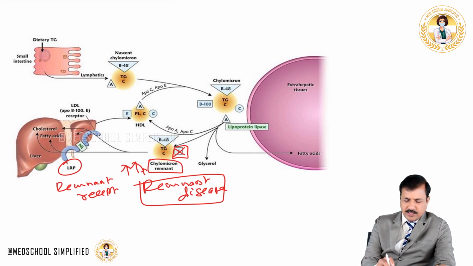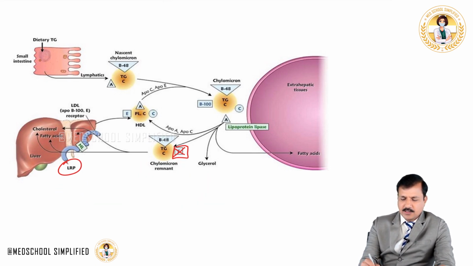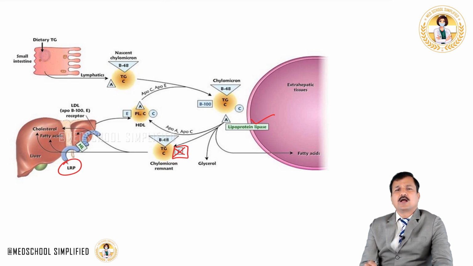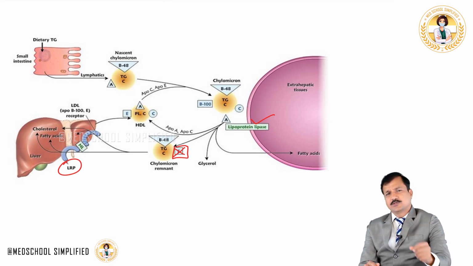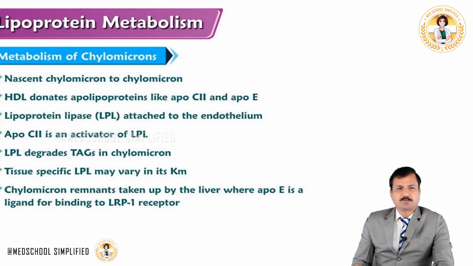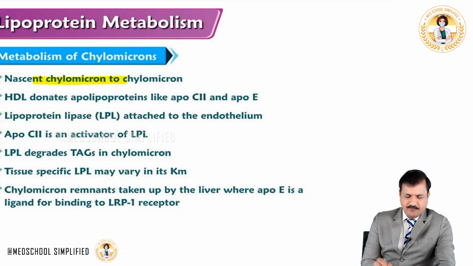Otherwise, when it comes to regulation, I already told you the role of insulin on lipoprotein lipase. Insulin is going to induce lipoprotein lipase, and lipoprotein lipase can be tissue specific. For example, heart type lipoprotein lipase has low Km, whereas adipose tissue lipoprotein lipase has high Km for triacylglycerol. Now all the points that I explained in the previous slide are written here. This is just a quick recap for you.